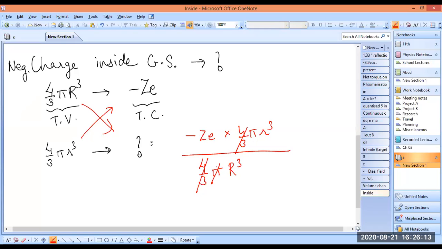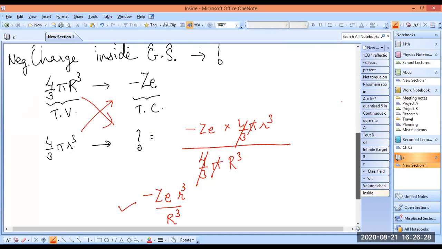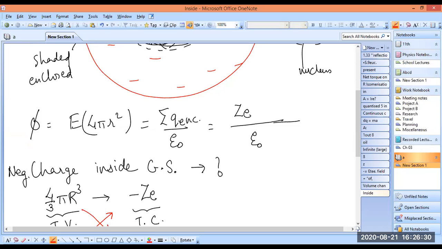All right. So finally we have found out that the negative charge inside that Gaussian surface is minus Ze small r cube divided by capital R cube. So let's take this value and put it here. So this much is negative charge, so we should subtract. I think you understand why we are subtracting, right? Because that charge is a negative charge, so we subtract it.